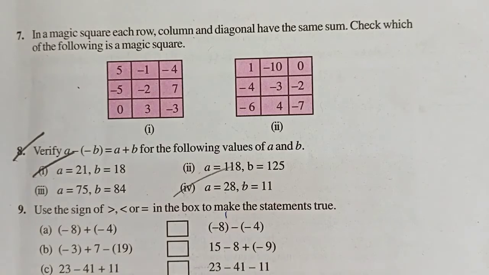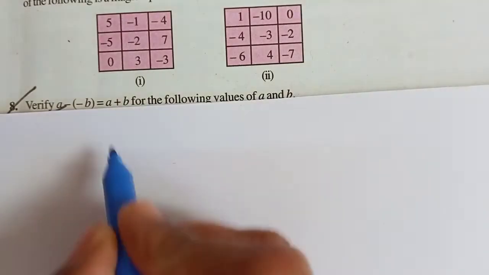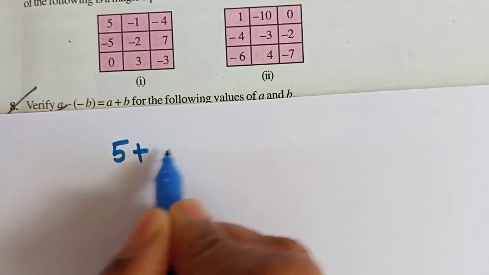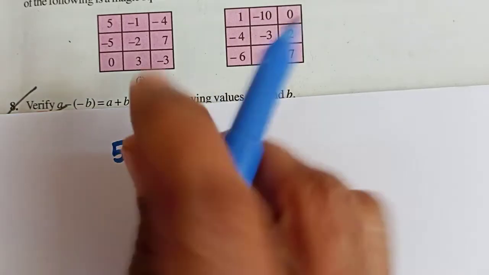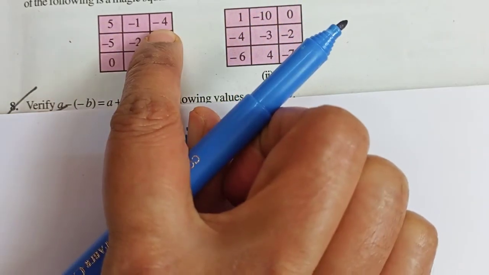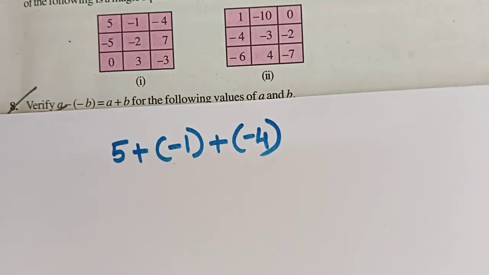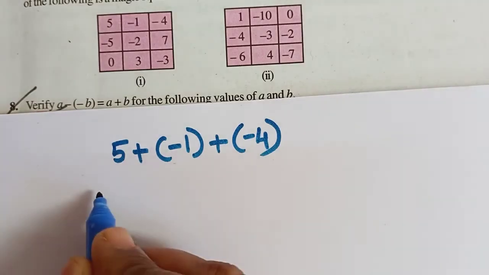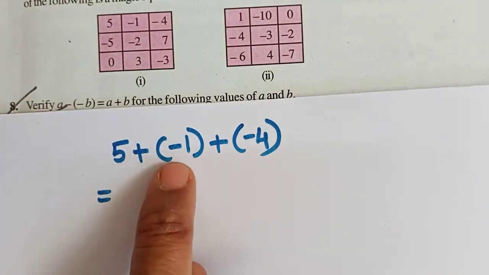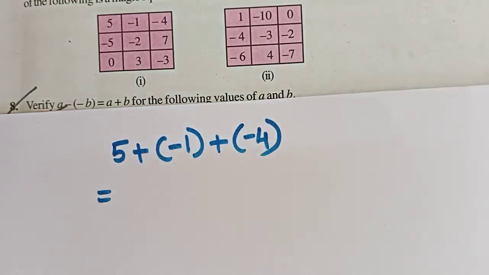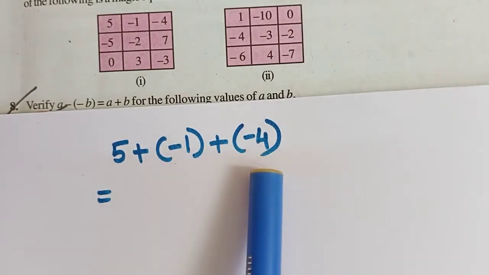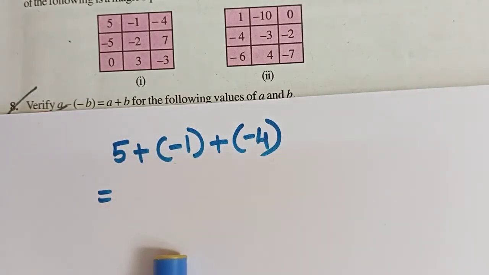What are the numbers in the first row? Let me copy here and add. In the first row there are 5, minus 1 and minus 4. So 5 plus minus 1 plus minus 4. These three I should add now. Initially you need to always write the negative numbers in brackets so that you won't have any confusion. Afterwards we can remove them.